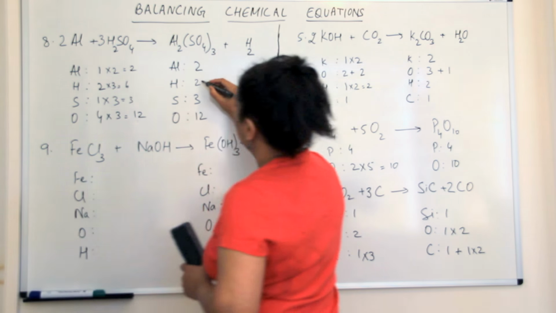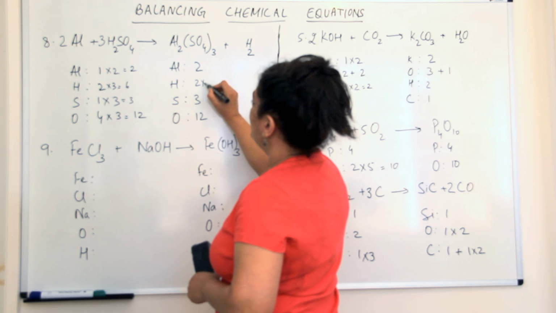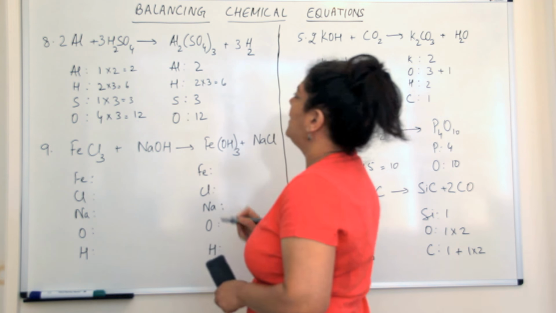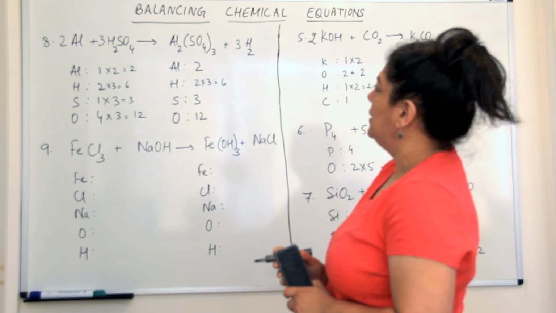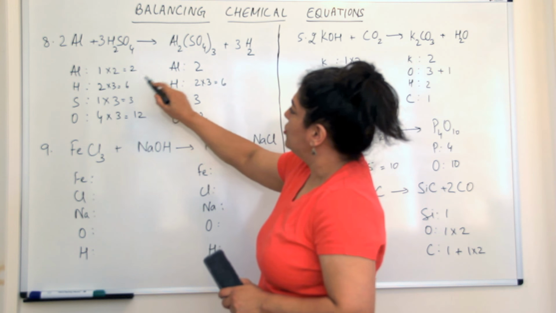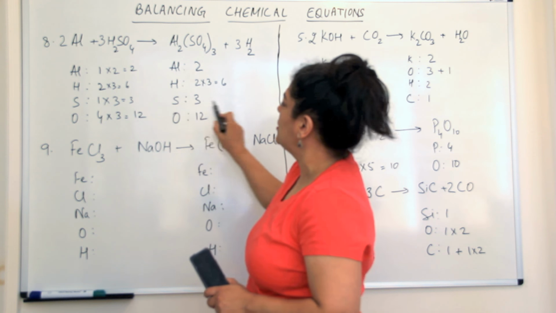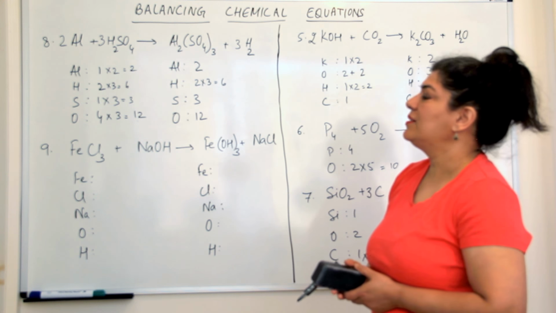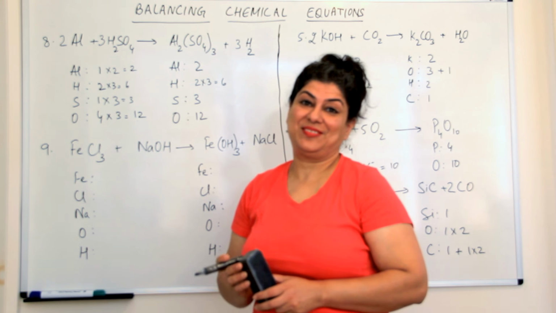So hydrogen, what should I do? To convert it into 6, I should multiply this by 3 to make it 6. So 3H2. In this equation, I get 2 aluminiums, 6 hydrogens, 3 sulfurs, and 12 oxygens. And hence, my equation is balanced.